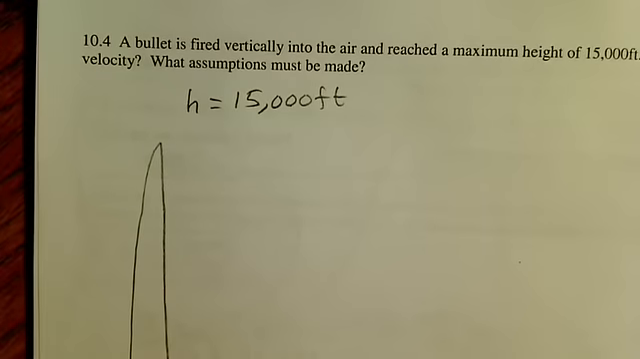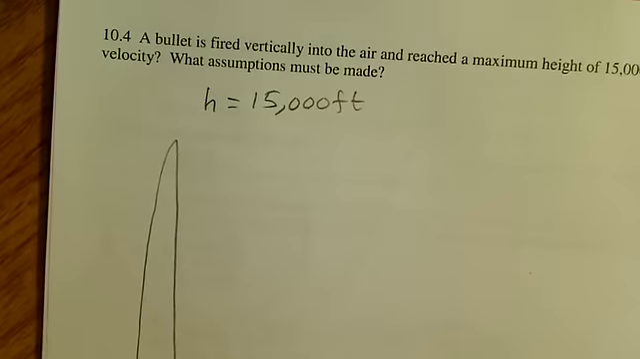In problem 10.4, a bullet is fired vertically into the air and reaches a maximum height of 15,000 feet, and the problem is asking for the initial velocity v0. What assumptions must be made? The answer is to neglect the effect of air resistance.